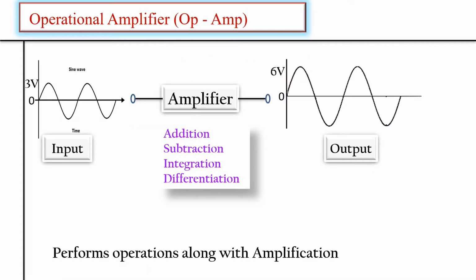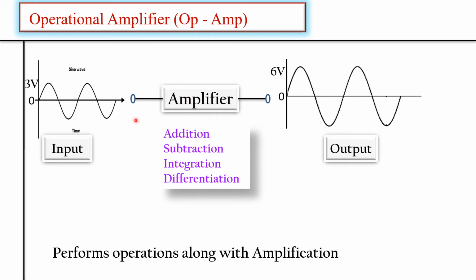So operational amplifier, that is we say op-amp. As the name suggests, this op-amp is basically an amplifier, and the basic job of an amplifier is to amplify the input signal. So we have applied an input signal of 3 volt amplitude, and by using an amplifier we amplify, meaning increase the amplitude, to 6 volt, right? So by using the amplifier we have amplified the input signal, that is known as operational amplifier.